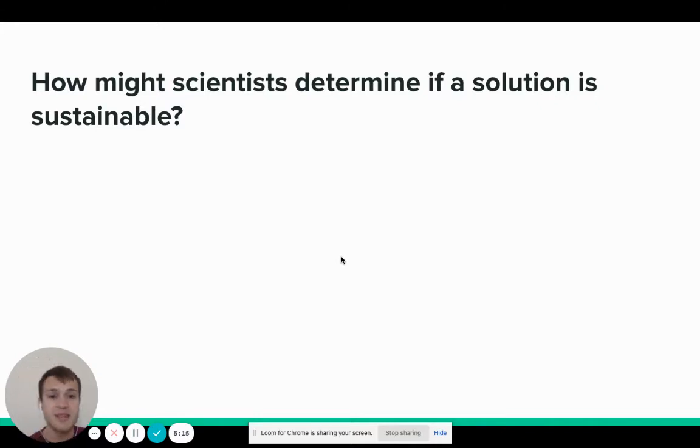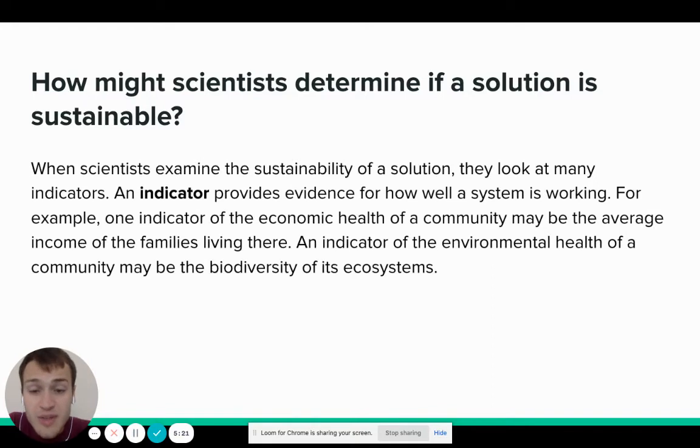So how might scientists determine if a solution is sustainable or good? When scientists examine the sustainability of a solution, they look at many indicators. An indicator provides evidence for how well a system is working. For example, one indicator of the economic health of a community may be the average income of the families living there. An indicator of environmental health of a community may be the biodiversity of its ecosystems. So indicators are just evidence that show that something is healthy or not healthy.